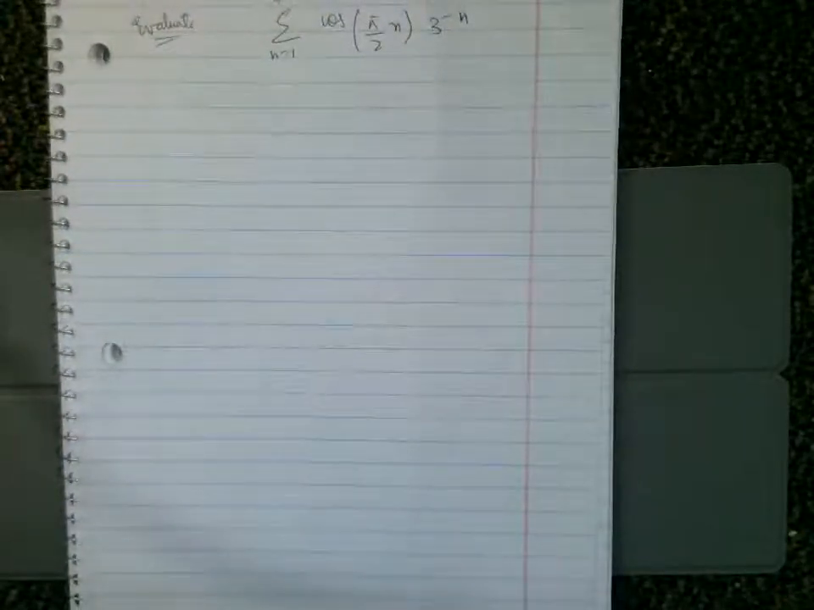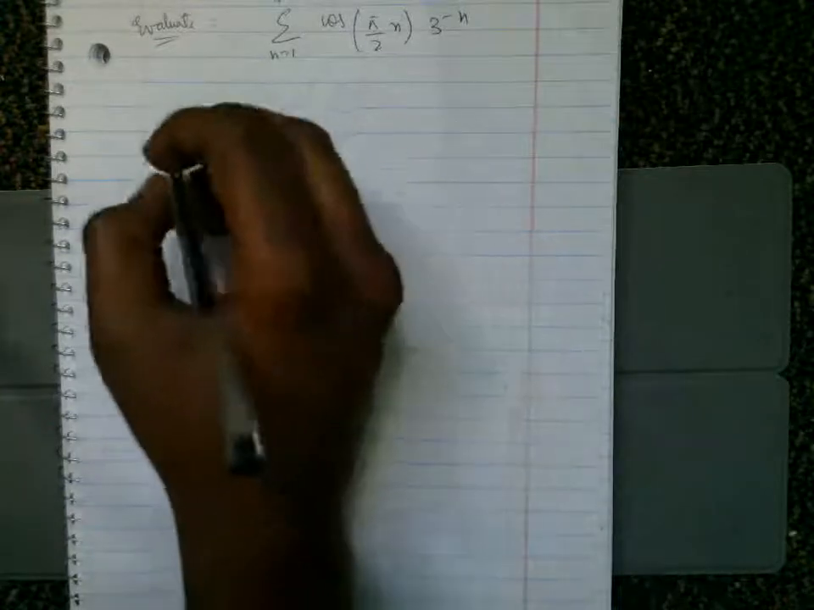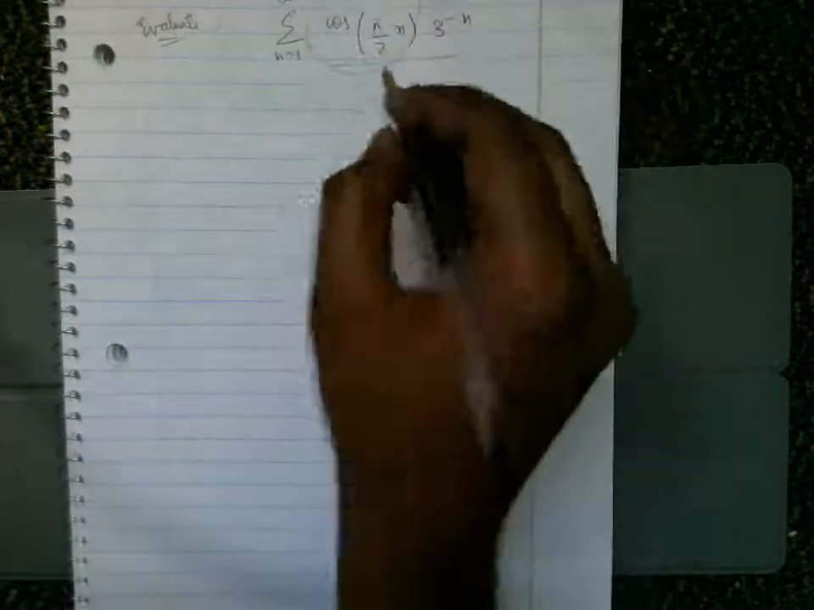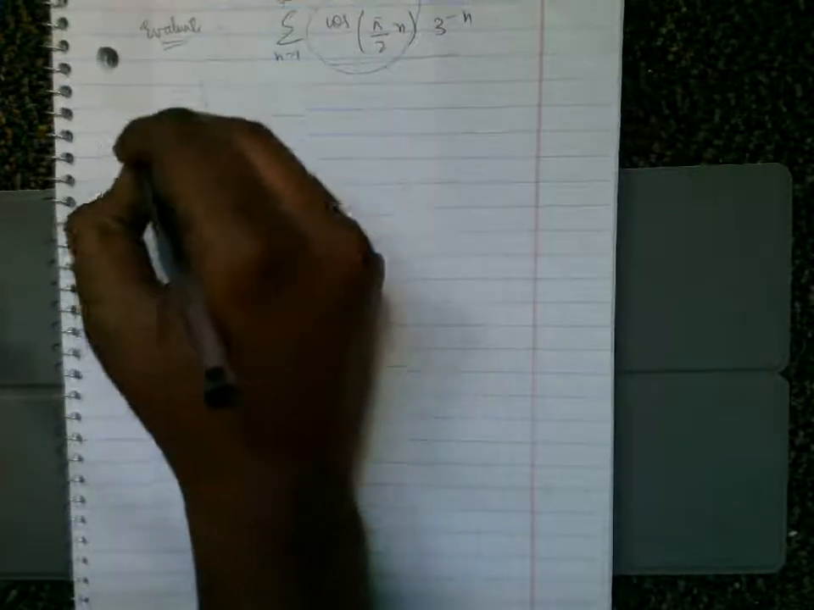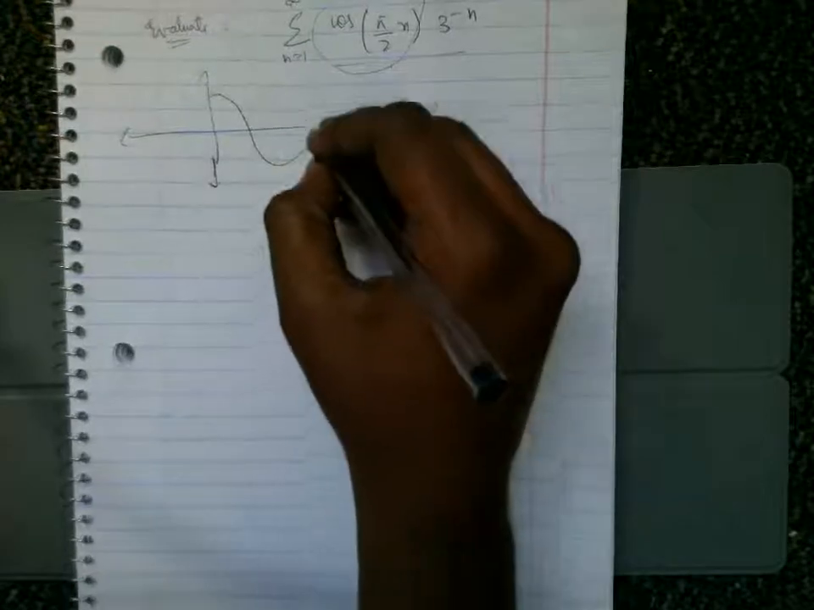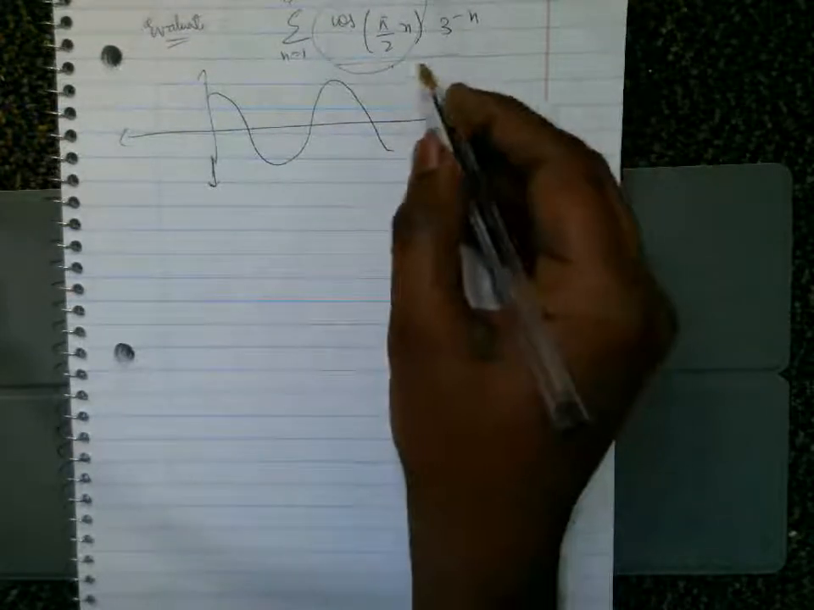So now we have the following question in which we have to evaluate this series. Well, it looks like a geometric series, but we still have to think about what this means. Cos of pi by 2n. So if you remember the graph of cos x, it looks like this.